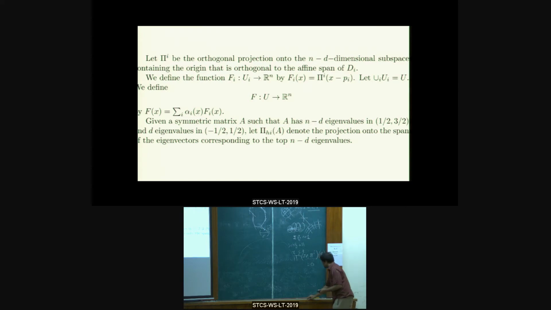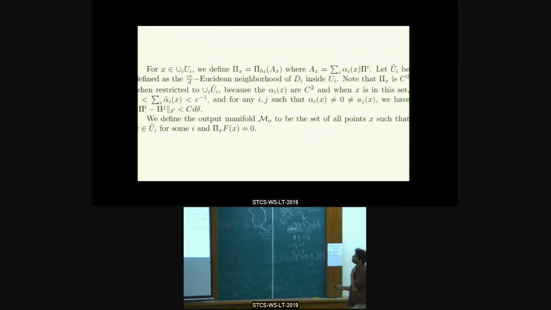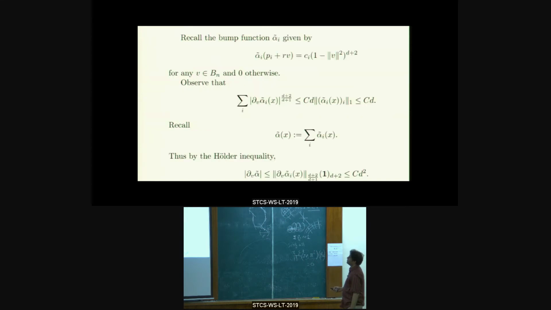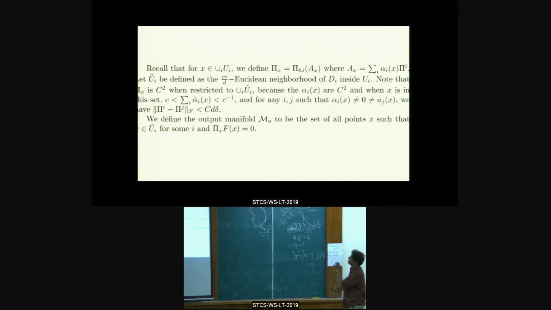So this is the scheme. And this scheme is claimed to be giving good answers. So that's the main theorem. So this is about getting the curvature right. I'll skip this. But this pi x of f of x equal to 0, this is pi x, it depends on x, and this is f of x equal to 0. This is how you define the manifold.